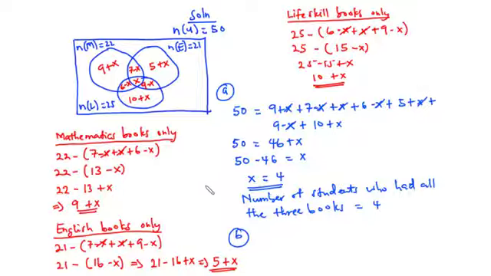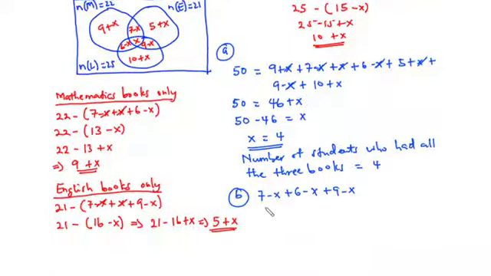Now to find the number of students who had exactly 2 books, we are going to add expressions in this region and this region. So that is 7 minus x plus 6 minus x plus 9 minus x. Now x is equal to 4. So we have 7 minus 4 plus 6 minus 4 plus 9 minus 4.